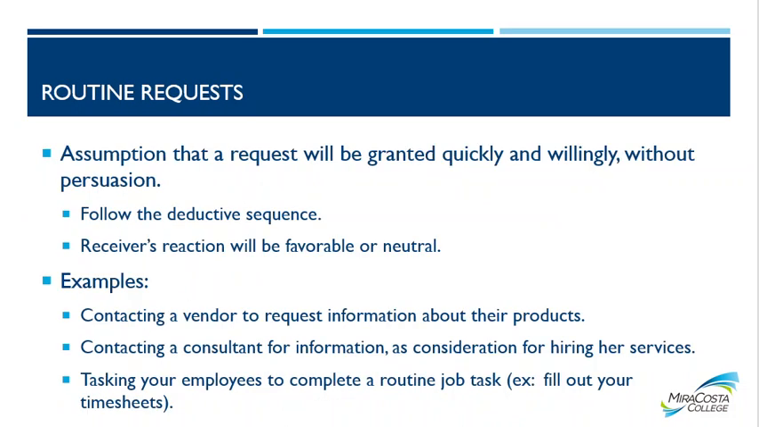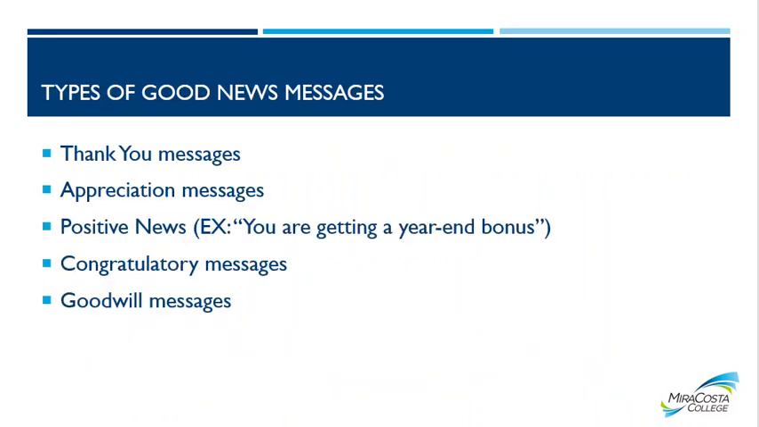So routine request: assumption that a request will be granted quickly and willingly without persuasion. So you follow the deductive sequence. Receiver's actions will be favorable or neutral. Some examples could be contacting a vendor to request information about their products, contacting a consultant for information as consideration for hiring their services, tasking your employees to complete a routine job, such as filling out their timesheets.